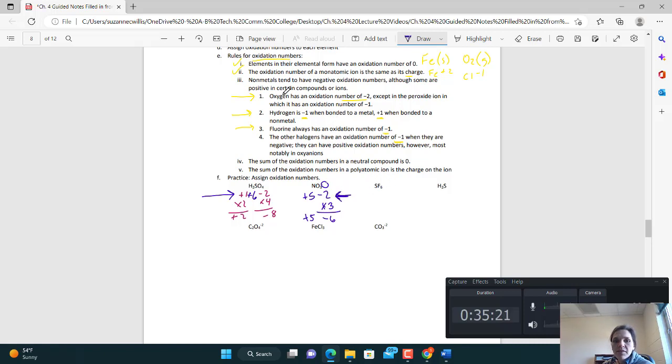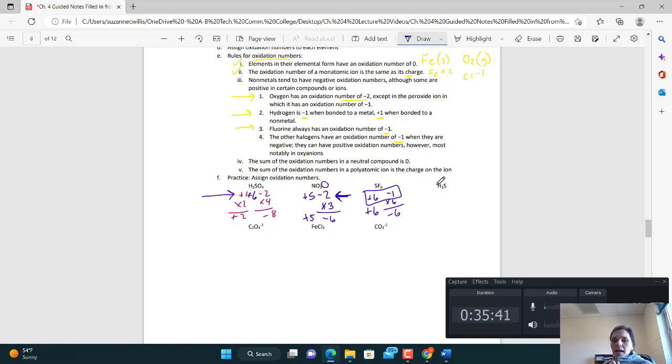SF6. Okay, we don't have an oxygen, we don't have a hydrogen, but we have a fluorine, and he's -1. So -1 times 6, he's a -6, which means sulfur must be +6. So these are the numbers you're looking for. I could box them maybe. Does that make sense?